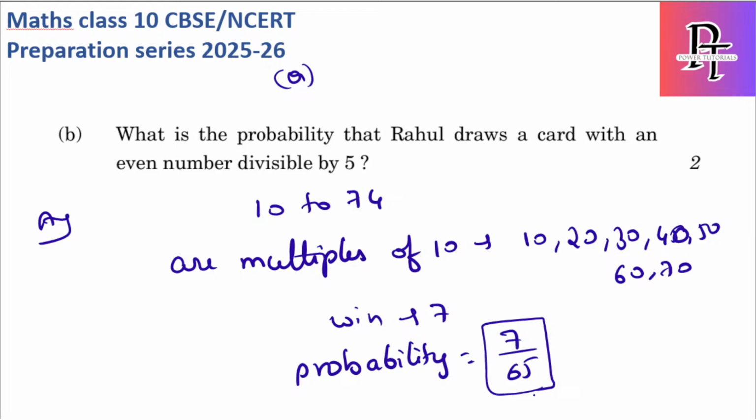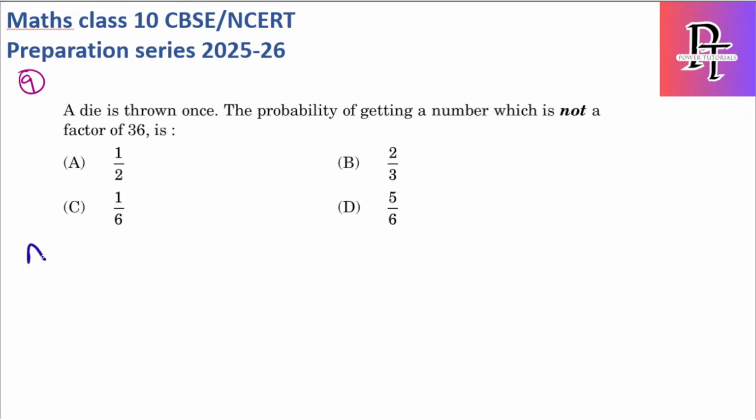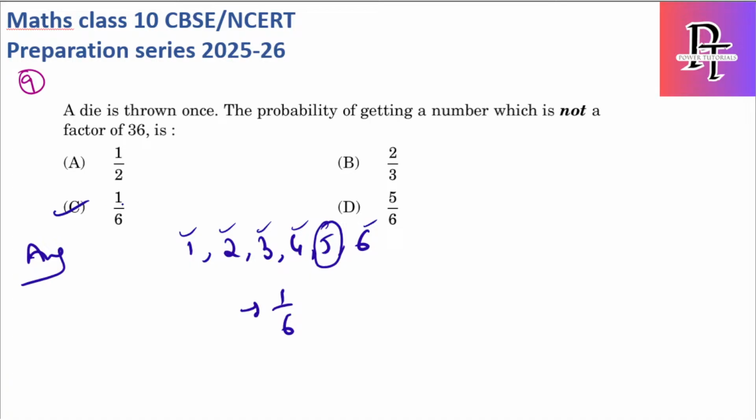Okay, is it clear? Let's move to the 9th question. A dice is thrown once. We have only 1, 2, 3, 4, 5, 6. The probability of getting a number which is not a factor of 36. 1 is a factor of 36, 2 is a factor of 36, 3 is a factor of 36, 4 is, and 5 is not. So the only number which is not a factor of 36 is 5. So it is simply 1 by 6, because they clearly mention not a factor of 36. Hence the answer is 1 by total cases, which is 6.